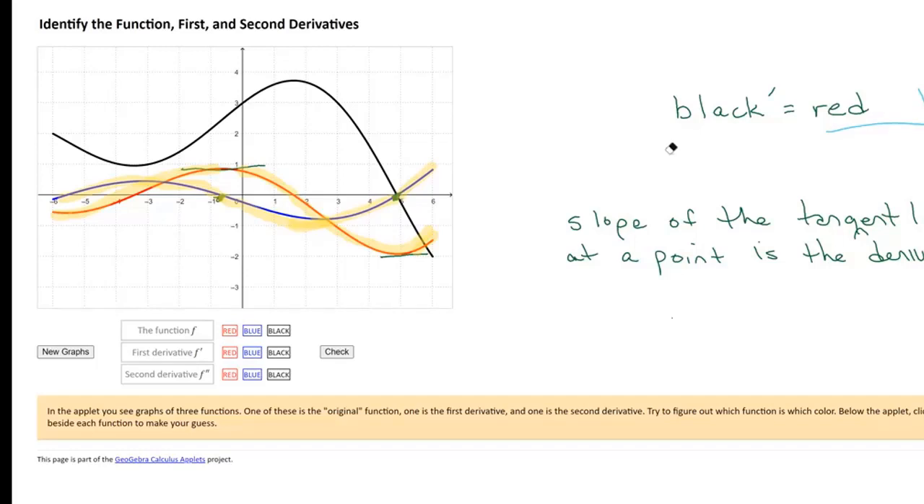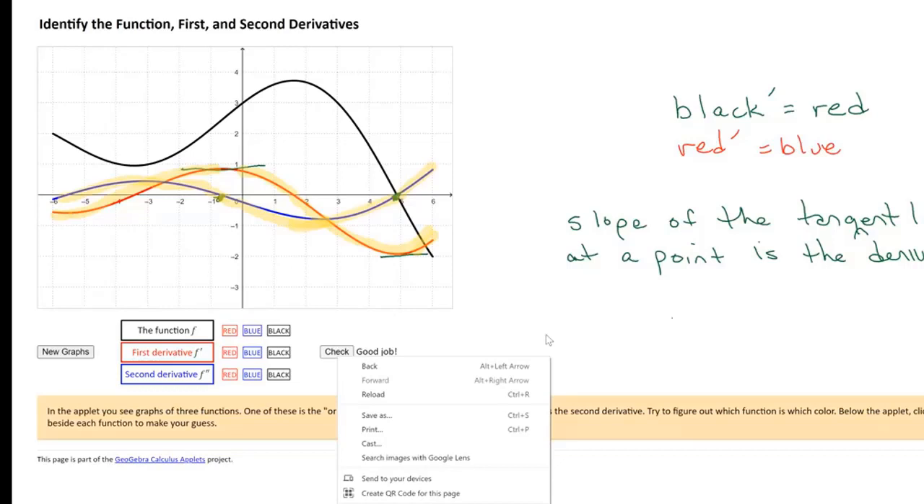Okay, so I'll say the derivative of red equals blue. That means that black has to be the original function. The derivative of black is red. That's the first derivative. And the derivative of red is blue. So that's the second derivative. And we got it right.